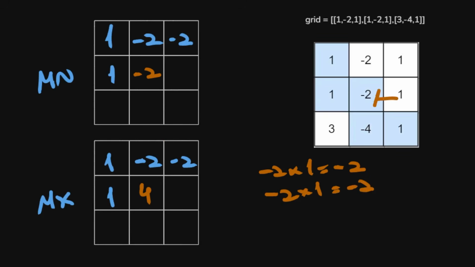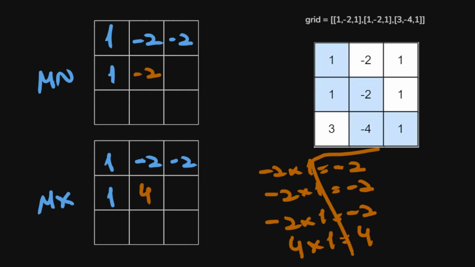Now we could come from the left. So regarding the minimum, we take minus 2 times the current number, and this is minus 2. And regarding the maximum, we take the accumulated number, which in this case is different to the minimum accumulated product. We do positive 4 times the current number. 4 times 1 is 4. So now, considering these numbers, the minimum number is minus 2, the maximum number is 4. So here we put minus 2, and here we put 4.